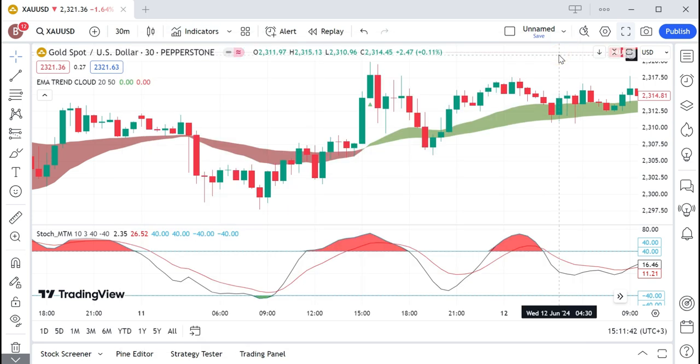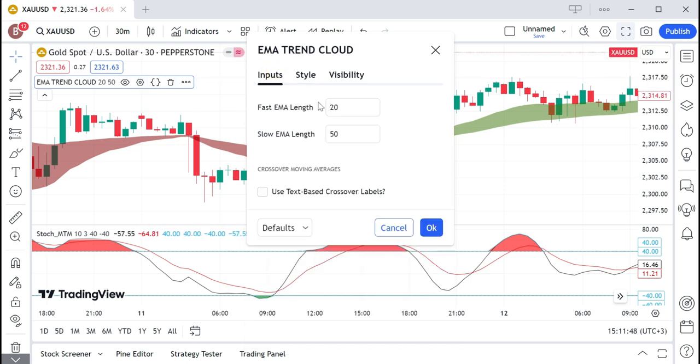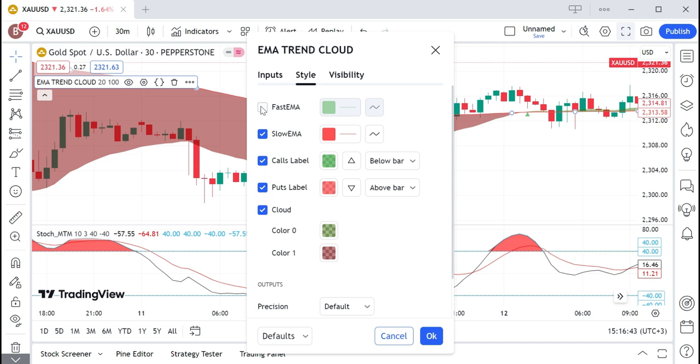To make it suit our trading strategy, we shall change a few of its default settings. Click on this settings icon. Here for inputs, change the first EMA length to be 20 and the second EMA length to be 100. Uncheck this checkbox as well as these other two checkboxes under Style and click OK.